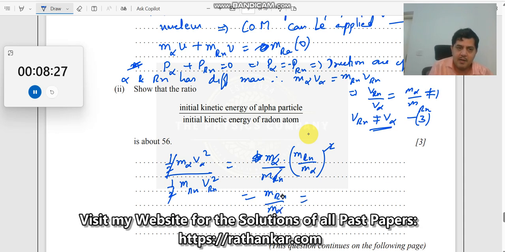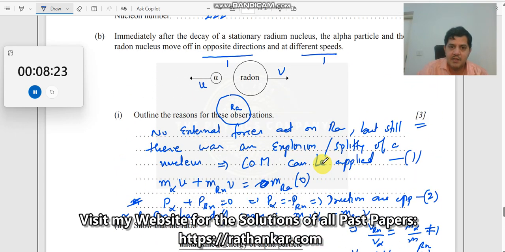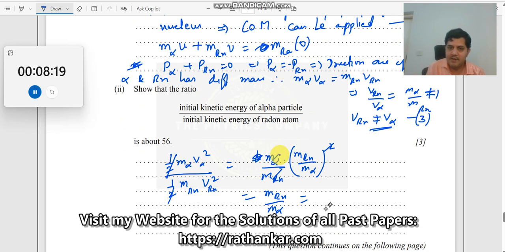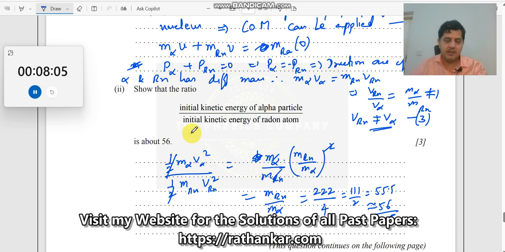Now what is m radon? What is the weight of m radon? Radon particle, what was it? I got 222 nucleons, and alpha particle has 4 nucleons. When I do this, how much will I get? 111 by 2, which is nearly 55.5, closer to 56, right? Thus we have proved it. Okay, so I'll continue the rest of the problems in the next video.